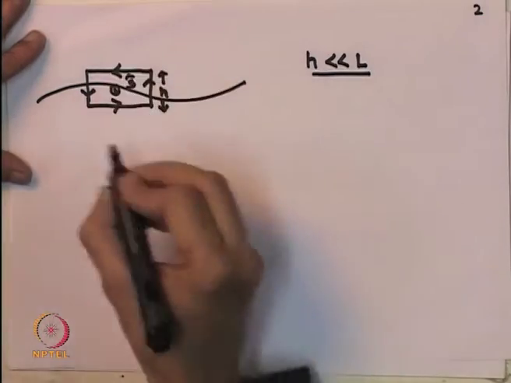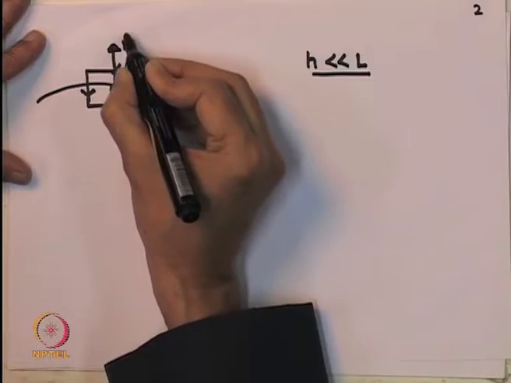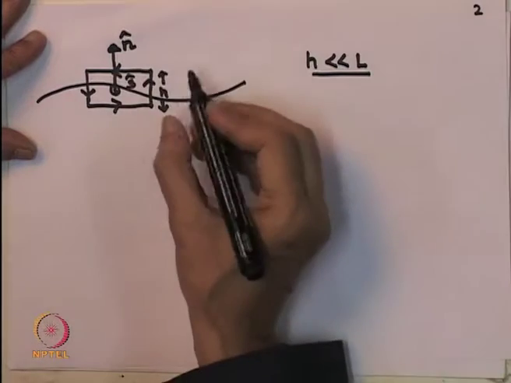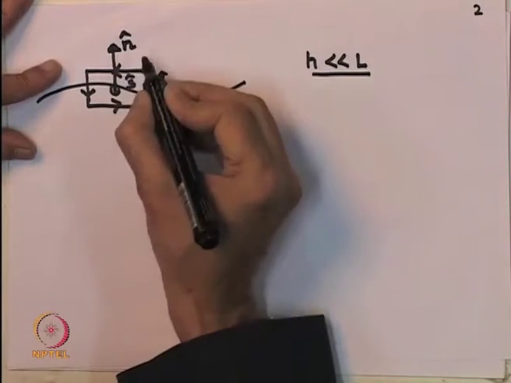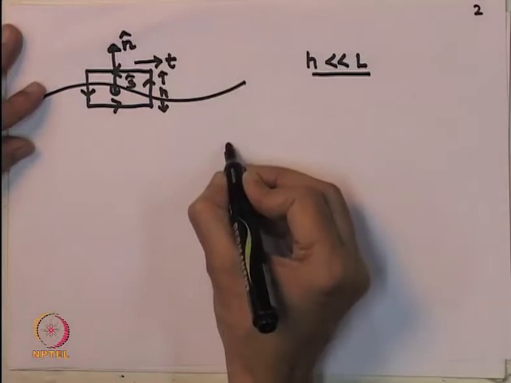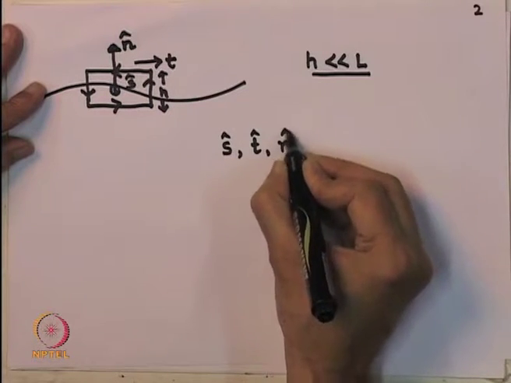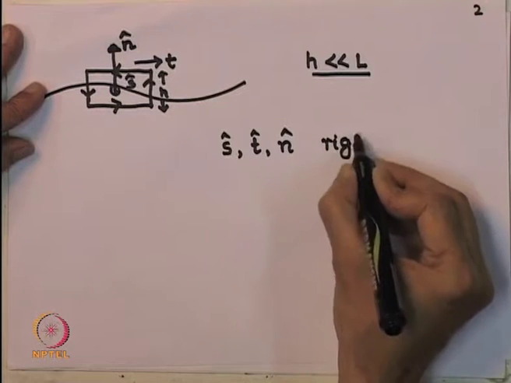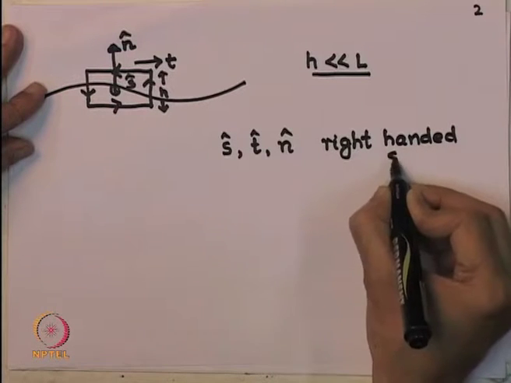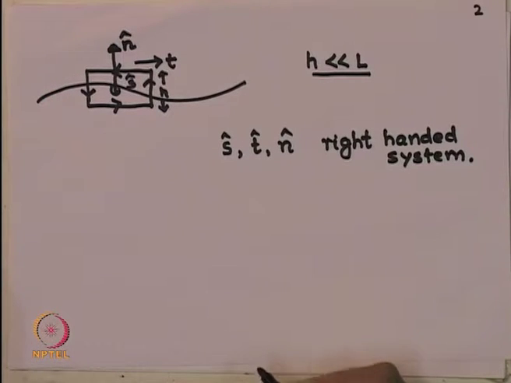The normal to the interface is n, and if you look at a triad, then of course the tangential component will be just the other direction. So in other words, what I find is S, T and N is a right handed system. So, let us look at this.